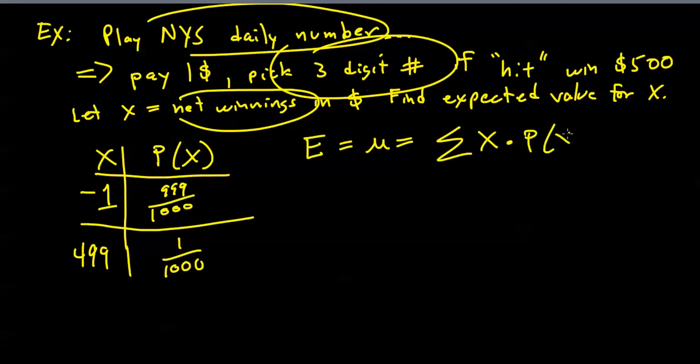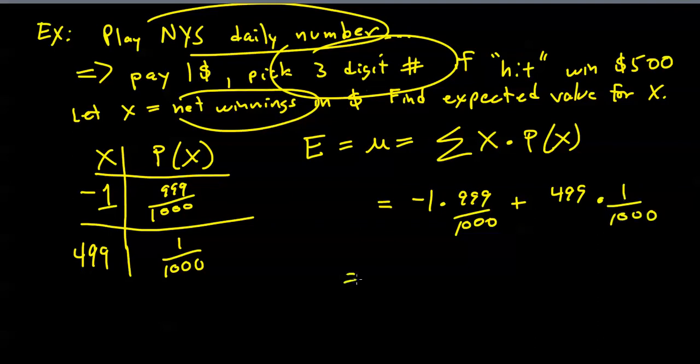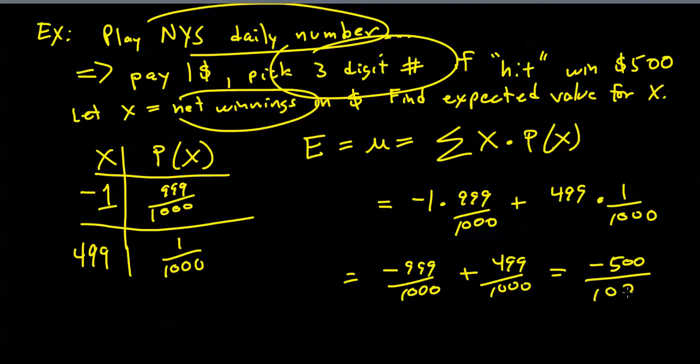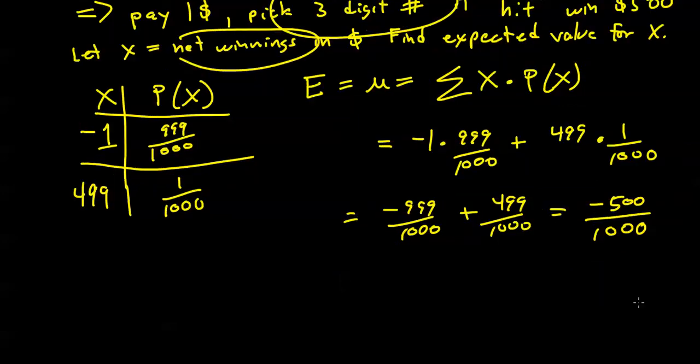So my expected value for x, remember the expected value is the mean, and all it is is the summation of x times p of x. I take each x value, weight it or multiply it by its associated probability, and add up those products. So I'll get minus 999 over 1,000 plus 499 over 1,000 and end up with minus 500 over 1,000, which gives me an expected value finally of negative 0.5. And since x is in dollars, my expected value for x is in dollars.